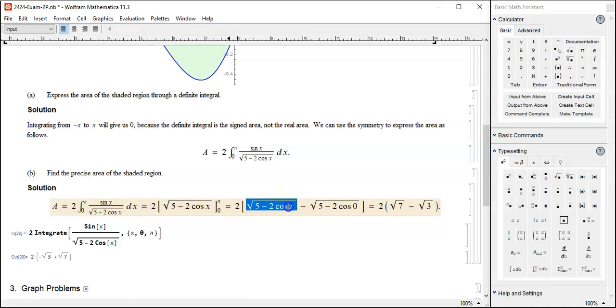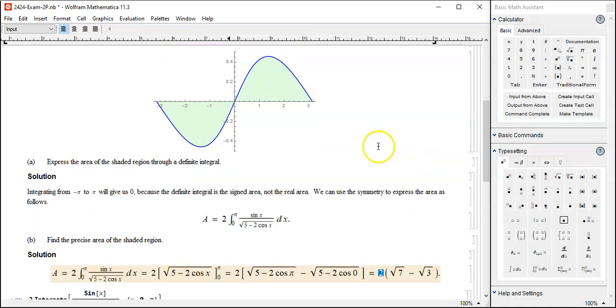And cosine of pi is negative 1, so as a matter of fact, 5 minus negative 2, so we have plus, so square root of 7. Cosine of 0 is 1, so we have 5 minus 2, so square root of 3. And there you go. That is the precise area. Oh, we have to double it. This area, and then we have to double it. So here we go. 2 times square root of 7 minus square root of 3.